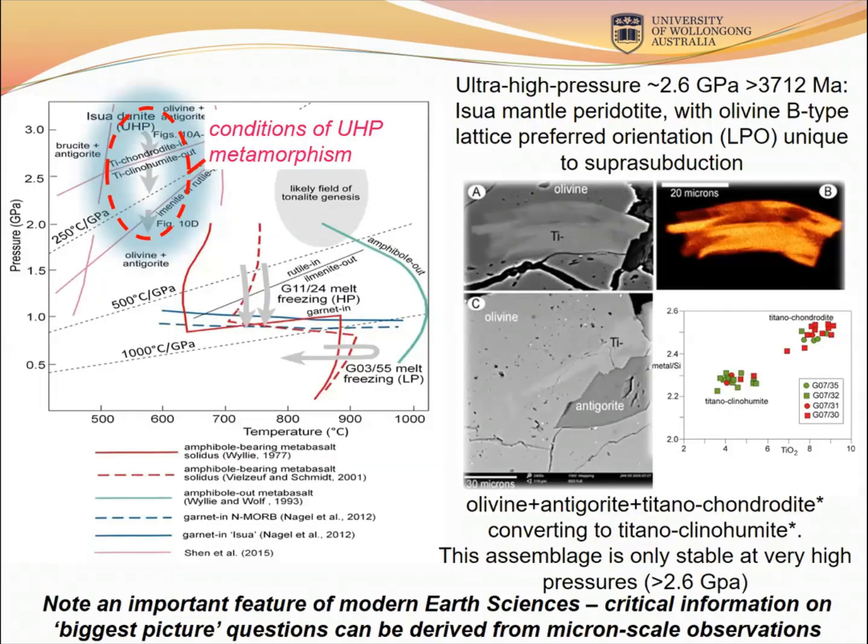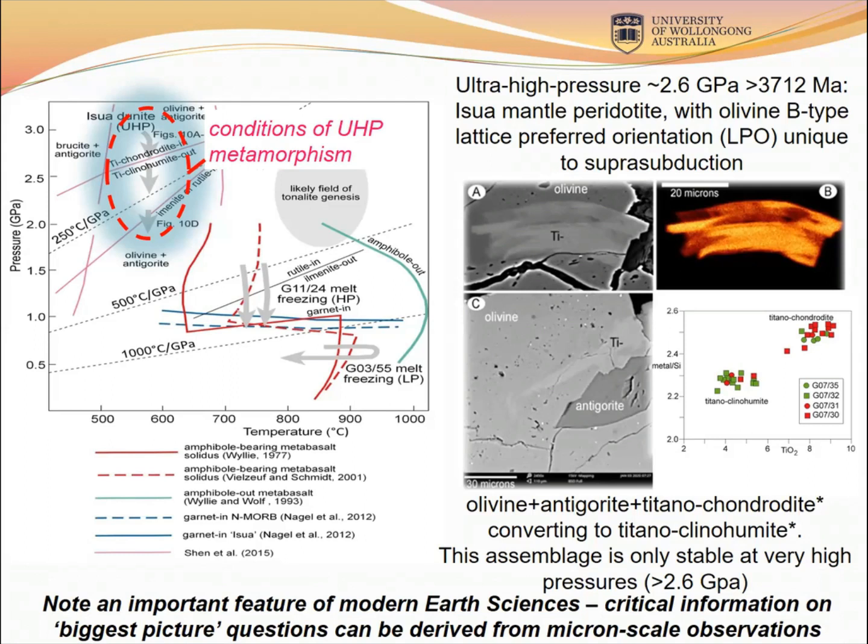The significance is that those particular minerals and those sort of rocks only form at ultra high pressure conditions. So we've got a phase diagram there on the left-hand side, which has been constructed from a mixture of thermodynamic calculations integrated with laboratory experiments. And it shows that if you've got titanium chondrodite in these sort of rocks, you've got to be looking at pressures in the order of 2.6 gigapascals. In other words, you are at very great depths, okay?